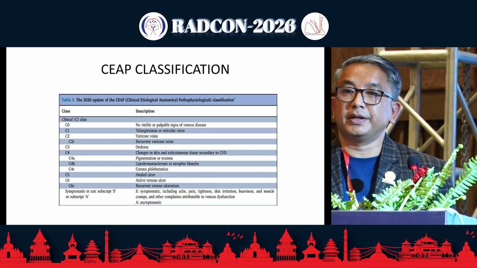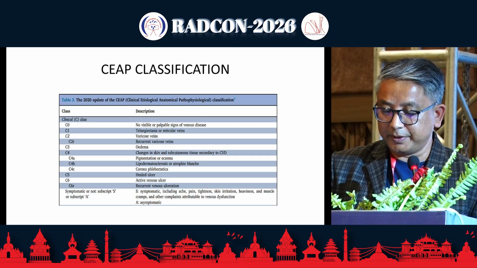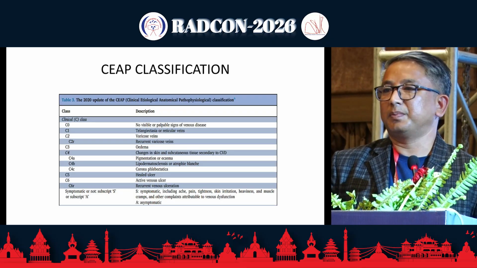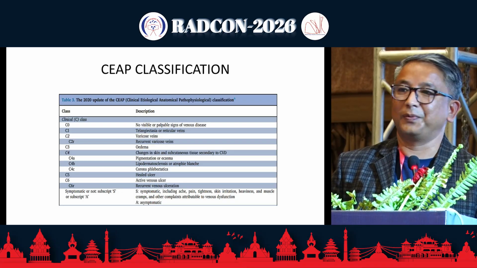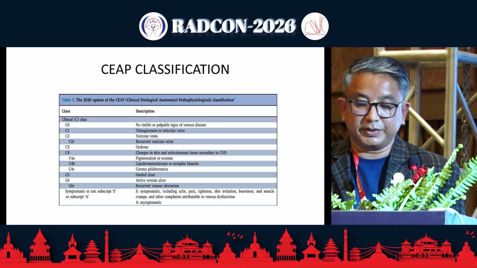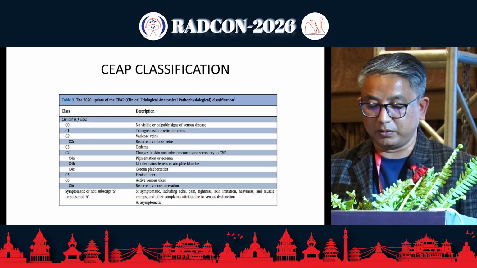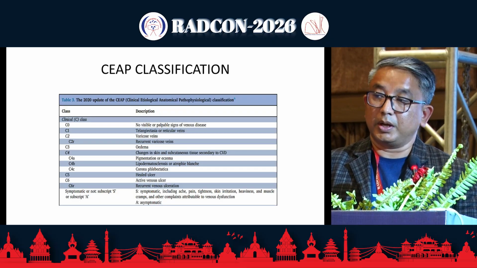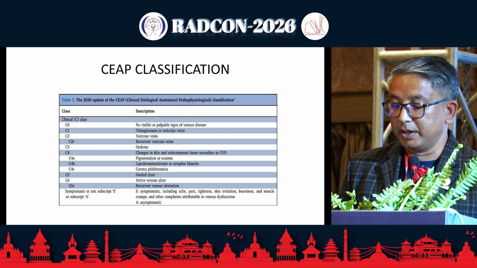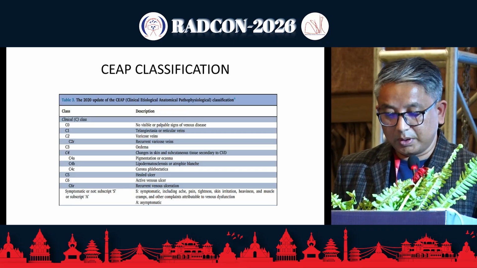I'm taking these snapshots from the European guidelines for management of chronic venous disease. It's the CEAP classification. I have skipped the anatomy; I hope all of you are very familiar with the anatomy of the venous system of the lower limbs. According to the CEAP classification, which stands for clinical, etiological, anatomical, and pathophysiological, the clinical classification ranges from C1 to C6, which I will discuss elaborately in coming slides.